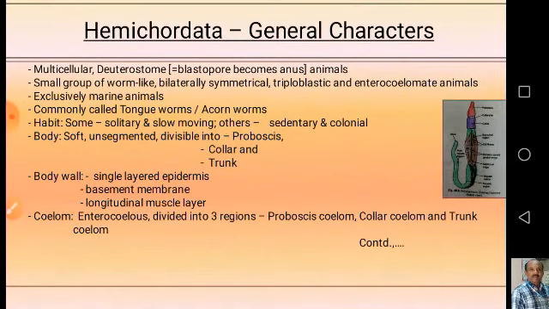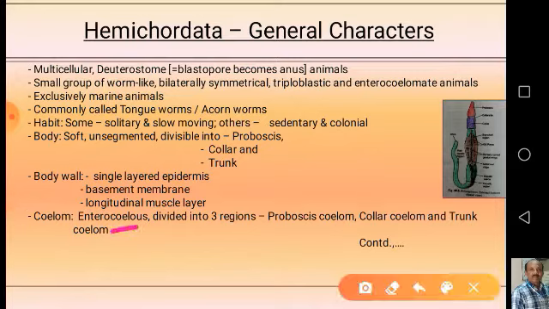The body wall is covered by a single layered epidermis, and below that a basement membrane is present. Below the basement membrane we come across a longitudinal muscle layer. The coelom, as we have already discussed, is enterocoelous, and is divided into three regions: the proboscis coelom, collar coelom and trunk coelom respectively. That is, the coelom is not continuous throughout the body, but is divided into three divisions corresponding to the divisions of the body.